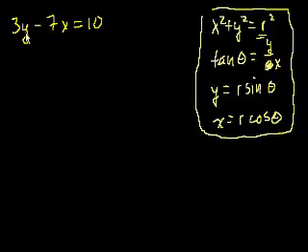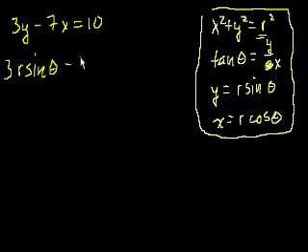So let's see, the simplest thing, we have a y and an x. We can just substitute. We know that y is equal to r sine of theta, and x is equal to r cosine of theta. So let's just substitute. So 3 times y, well, y is the same thing as r sine of theta, minus 7 times x, well, that's 7 times r cosine theta, is equal to 10. Remember, these just came from SOHCAHTOA, nothing fancier than that.